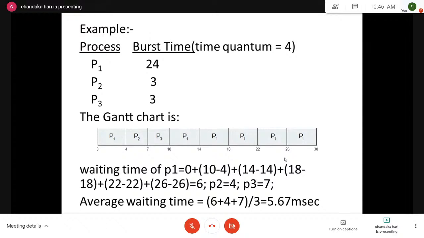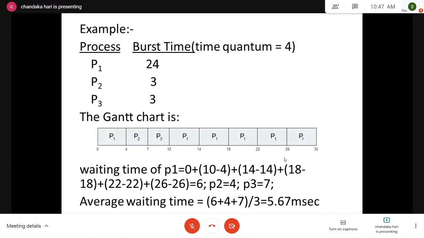Earlier it stopped at 14 and started again at 14. That implies the waiting time is 0. Earlier it stopped at 18 and again started at 18. There is no waiting time. Similarly, 22 minus 22, 26 minus 26, that is 0. So the total waiting time of process P1 is equal to 6.